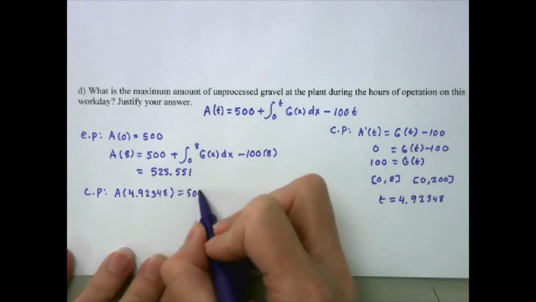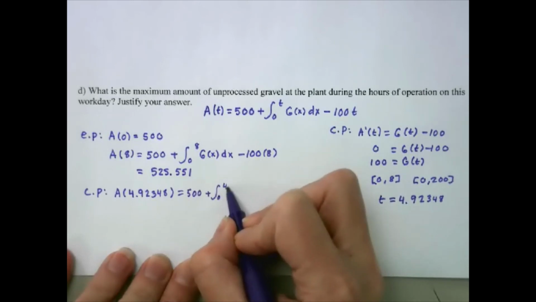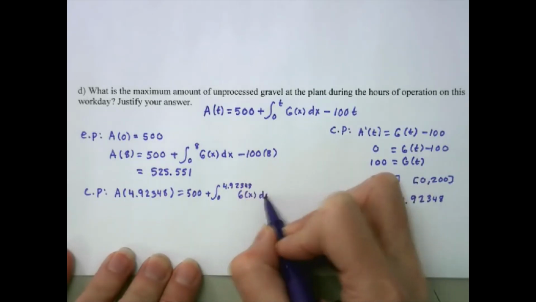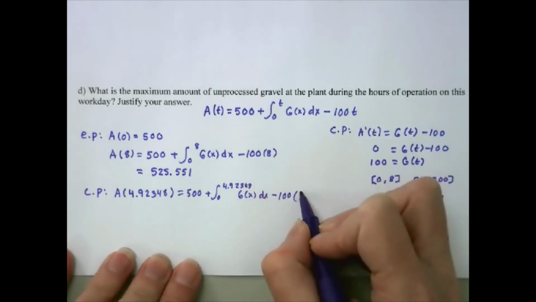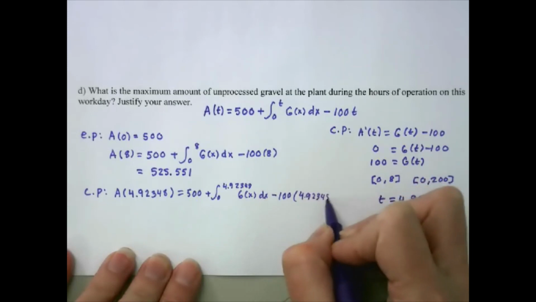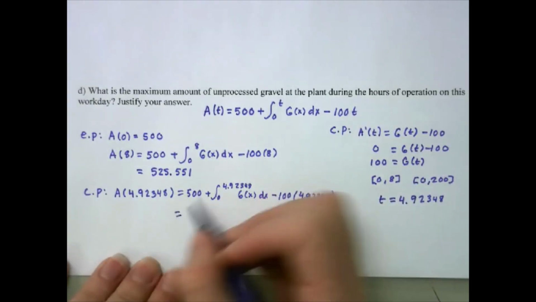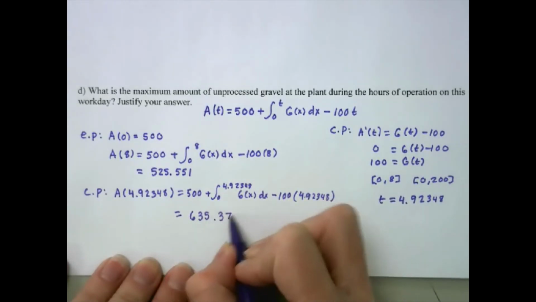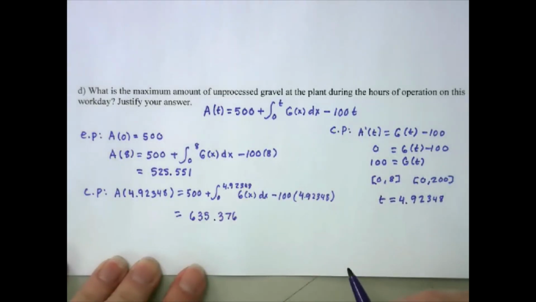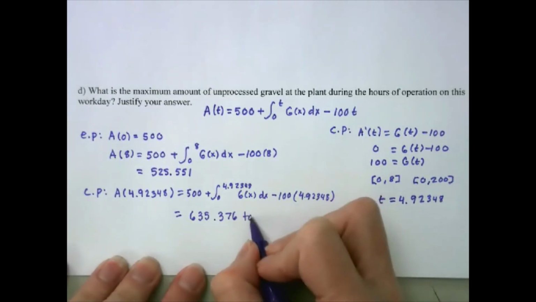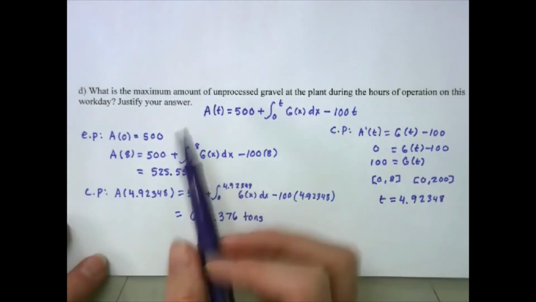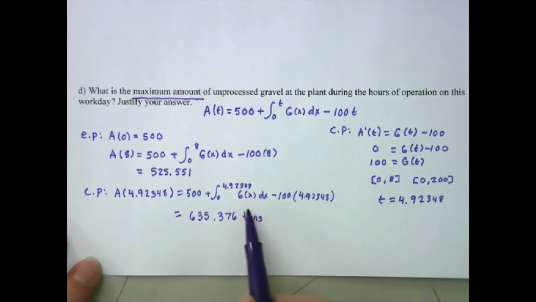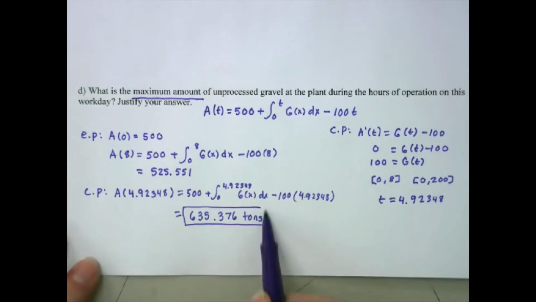So we're going to have 500 plus the integral from 0 to 4.92348 of g minus 100 times 4.92348. When we do this, we get a value of 635.376, and this would be tons. Okay, and that's our winner. Now again, what did it say? It said what is the maximum amount. So last problem they wanted the time. This problem we want the amount.